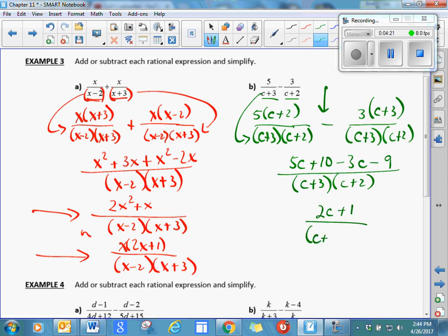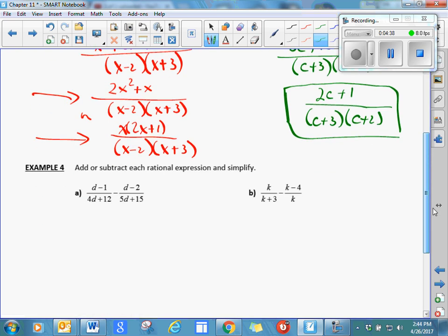And again, this one doesn't have anything more to do to write it simpler. 2c plus 1, there is no factor down here. There's c plus 2 and c plus 3. Nothing will cancel, so this is going to be our boxed up final answer.